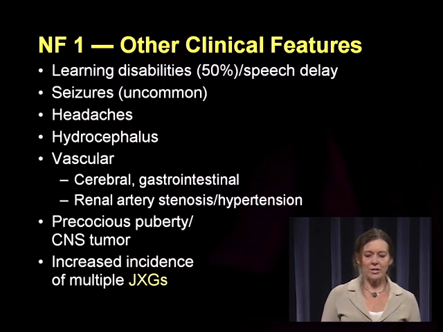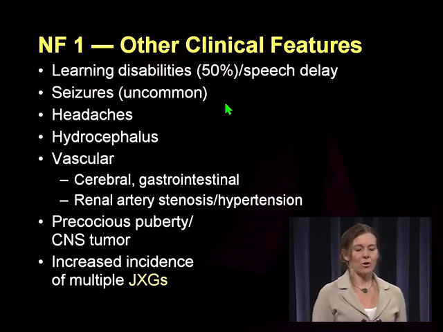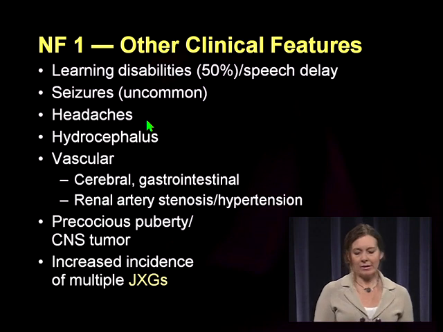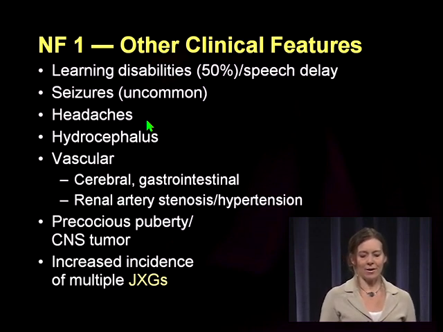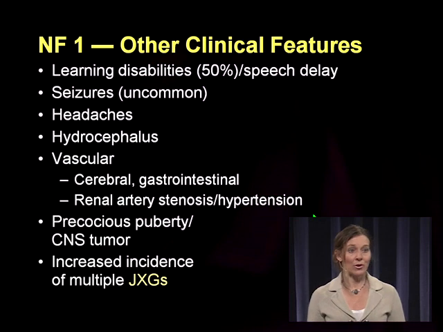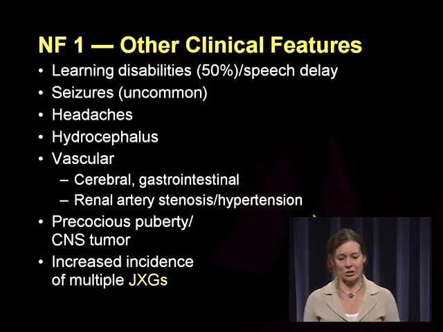So we've kind of touched upon other clinical features. Learning disabilities are very common, behavioral abnormalities, speech delay. Seizures are very uncommon. We tend to see those more in the setting of tuberous sclerosis. Headaches are very common. We know that there are some vascular complications that you get in NF, involving cerebral vessels, gastrointestinal vessels, and a small minority of patients may develop renal artery stenosis and or hypertension.